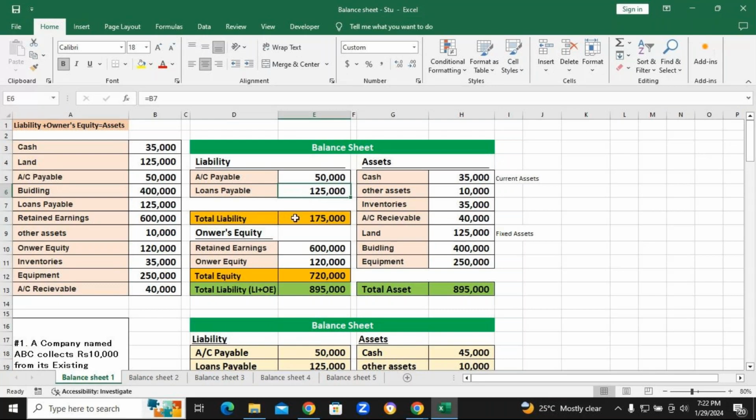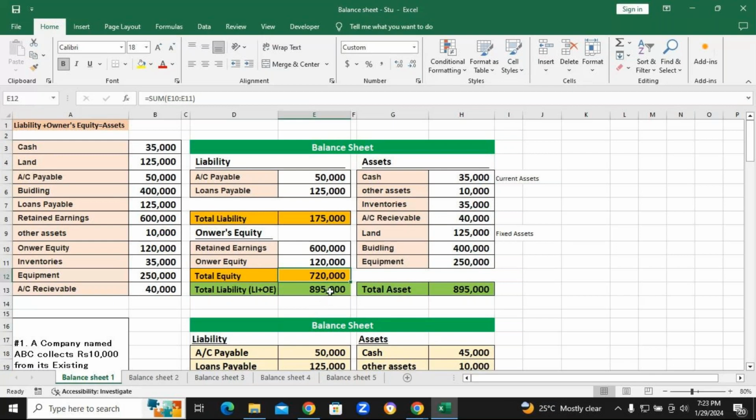So overall total liability, the amount that I'm supposed to pay back, is 1,75,000 rupees. Retained earnings, they are telling, is 6 lakh rupees, and owner's equity is 1,20,000. So total equity is 7,20,000 rupees. So how much is the amount which has to be taken out of my profit? Total liability 1,75,000, which I am supposed to pay back, plus retained earnings and the owner's equity. So overall, I am supposed to take out 8,95,000 rupees.